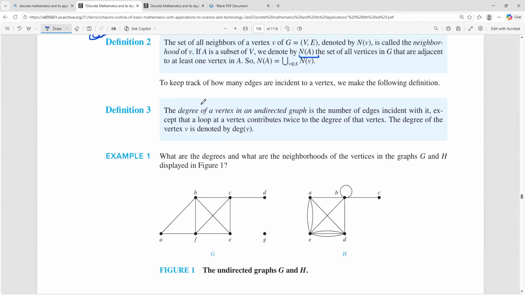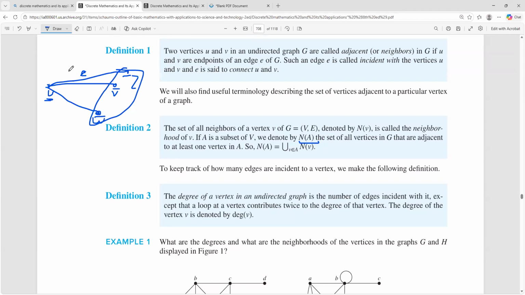And lastly, when it comes to degree, I think degree is what you'll be using in the handshaking theorem. Basically, in an undirected graph it's the number of edges incident with the vertex. So basically, the number of edges that come out of the specific node. So for example, here, the degree of U is going to be 3.